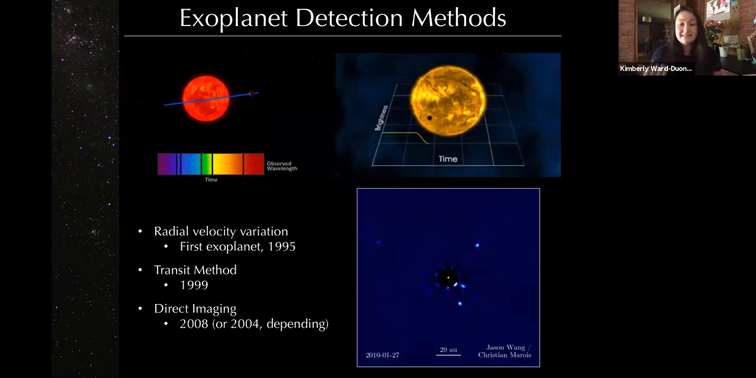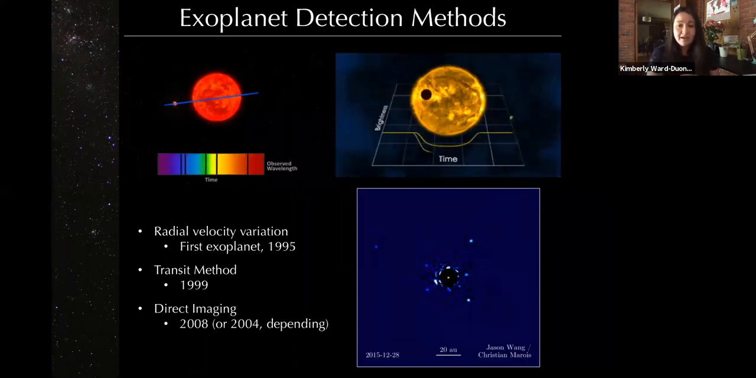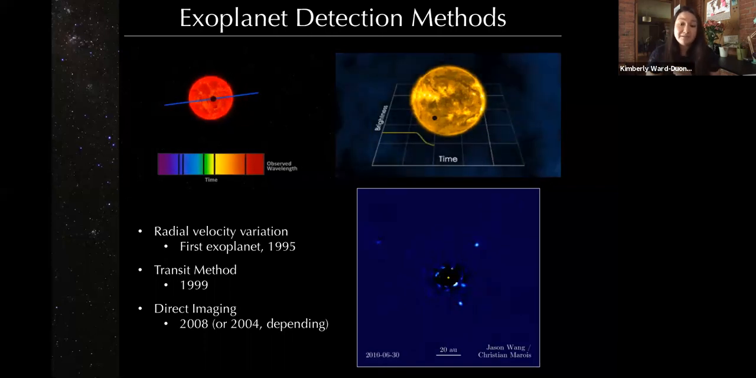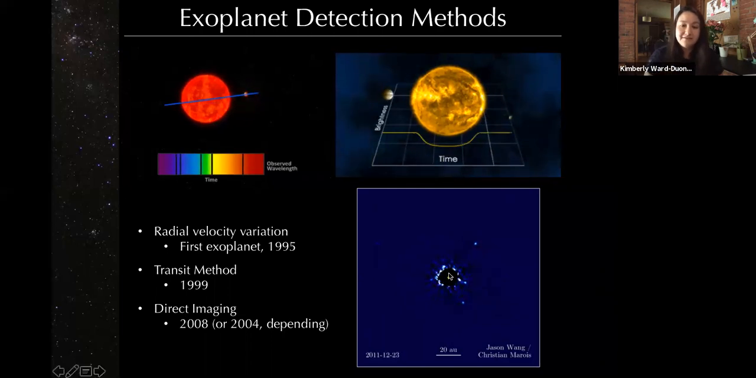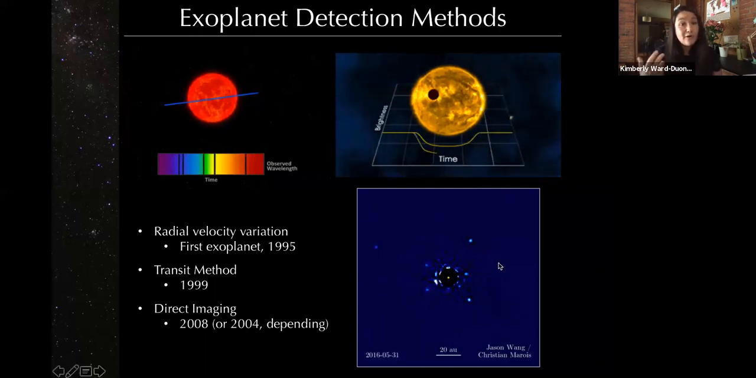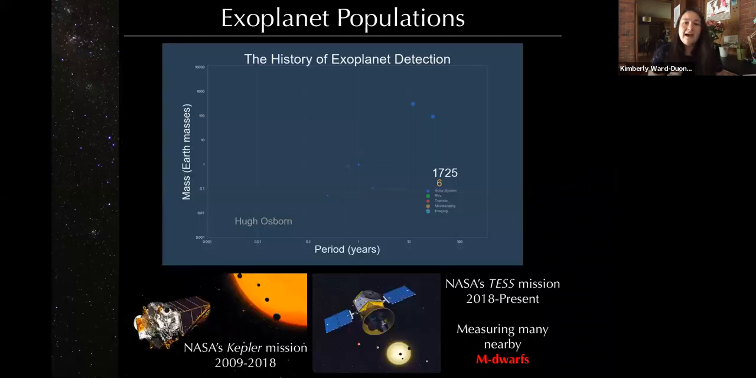As you can see in this video, these are images that were taken over the course of about 10 years from the Keck Observatory of the HR 8799 system. So these are 4 gas giant planets at tens of AU from their host star, which has been blocked in the center of this image. And you can actually see the orbital motion of these planets through direct imaging.